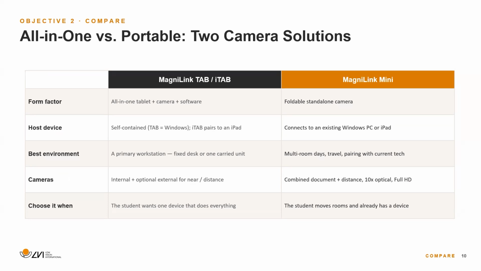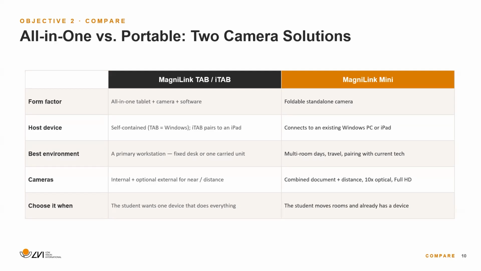So form factor: the all-in-one tablet has everything. It has the tablet, it has the camera, it has the software. Everything's all in one device that goes in one case. It's your Swiss Army knife that does every single thing you need it to. Versus the MagnaLink Mini form factor, it's just the camera, and then you bring whatever PC or whatever iPad you want to that device and connect those two to make your system. So do you want all in one, or do you already have a device and just need a camera to add to it?